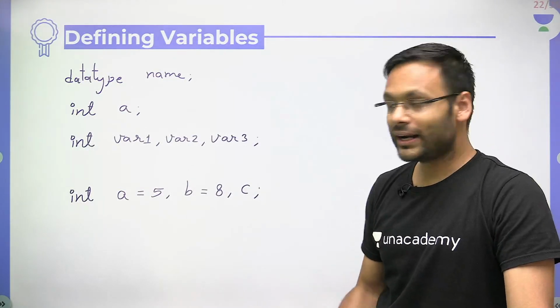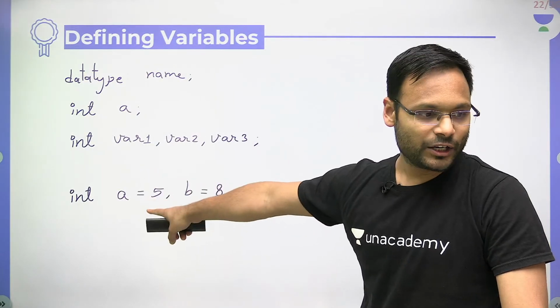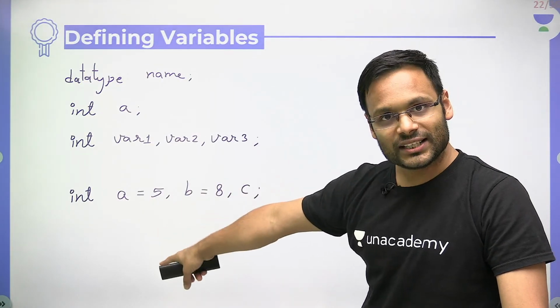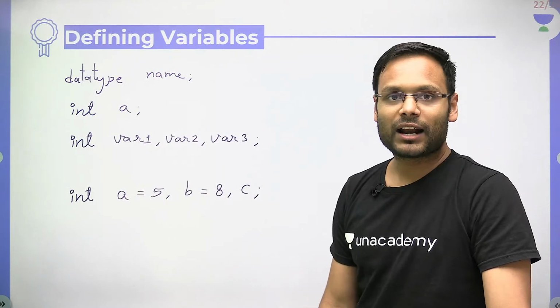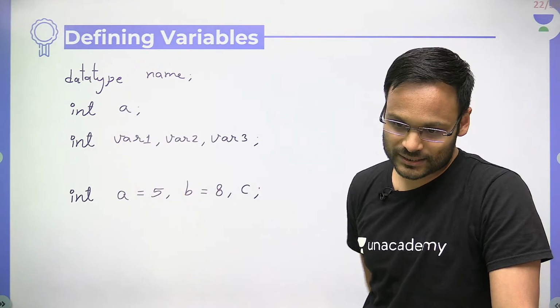So if I want to provide initial values, I can initialize like this. The initial value is 5. Can I change it later on? Yes. Whichever value I want, I can assign later on, just because these are variables, not constants.